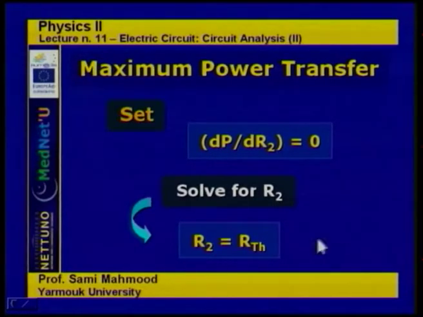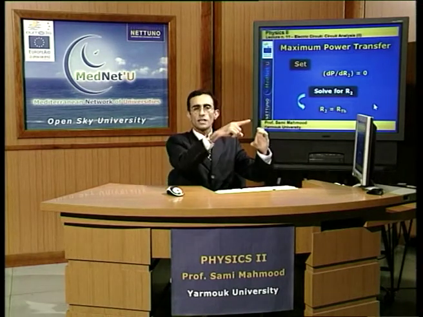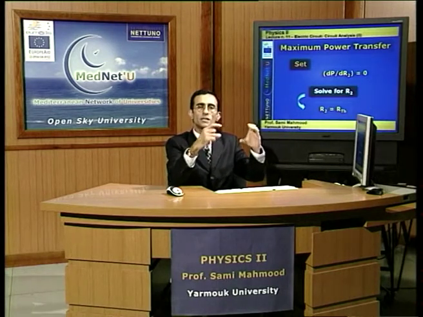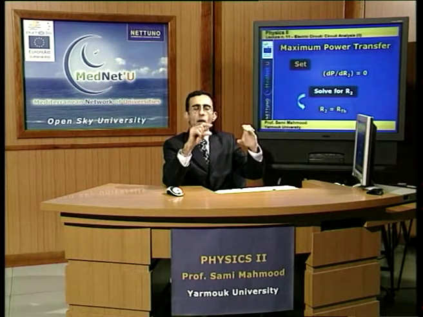If we take the derivative and solve for R2, this will give us R2 equal to R Thevenin. This means that if we have a complicated network, the load resistance that we attach to this box will receive maximum power only if the resistance of that load is equal to the Thevenin's equivalent resistance of the network. That is the theorem of maximum power transfer.